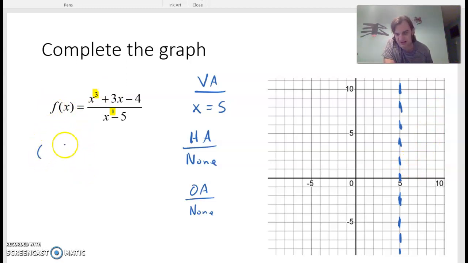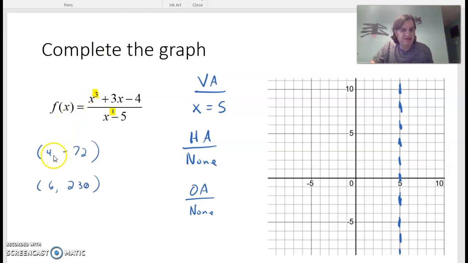Let's pick something a little bit less than 5, so maybe 4. And let's pick something a little bit bigger than 5, so maybe 6. And I'm going to put those in the calculator, so I'm going to pause it again and see where we end up.